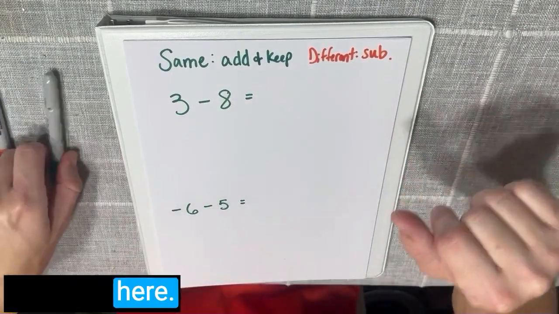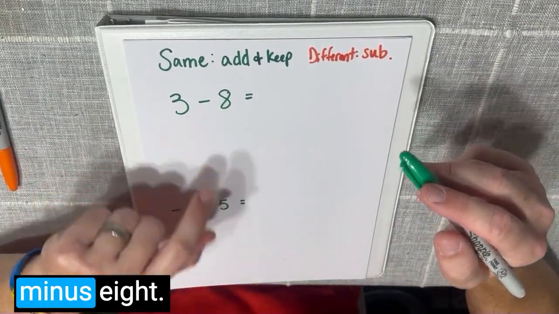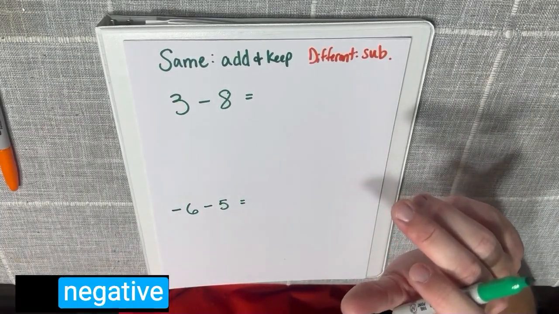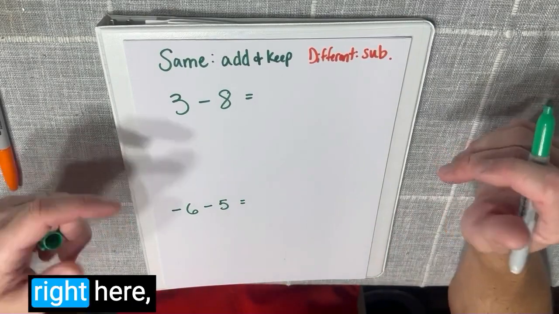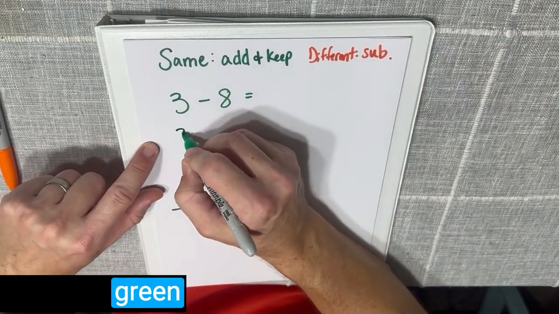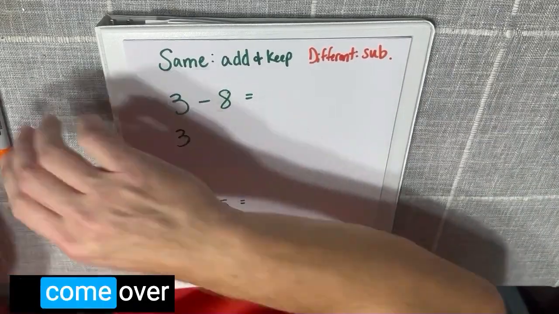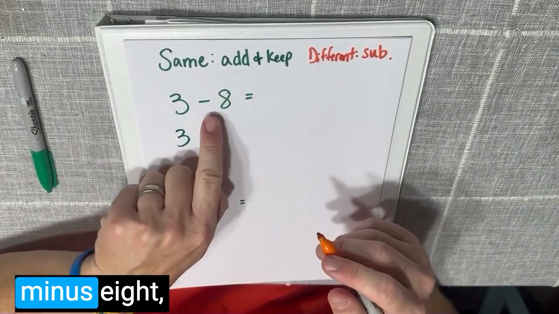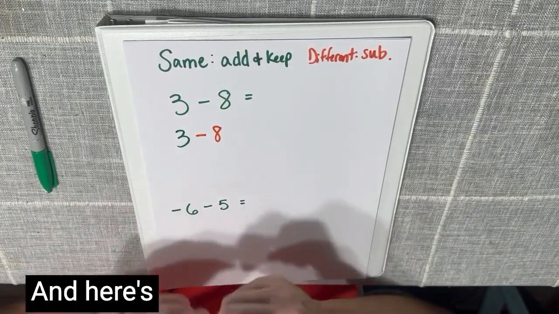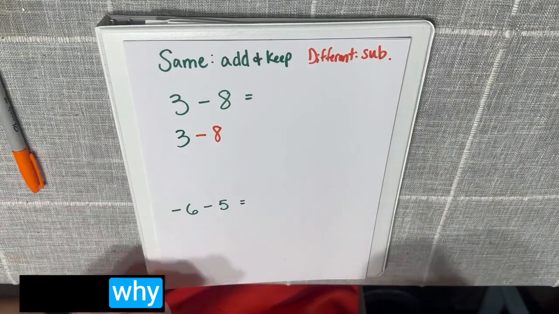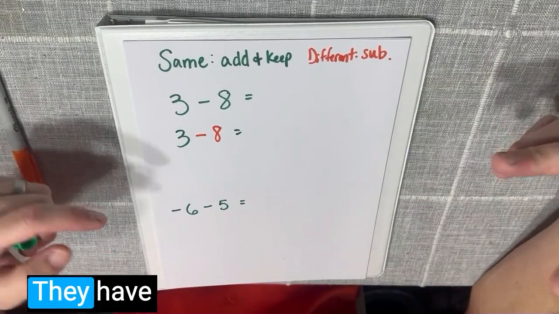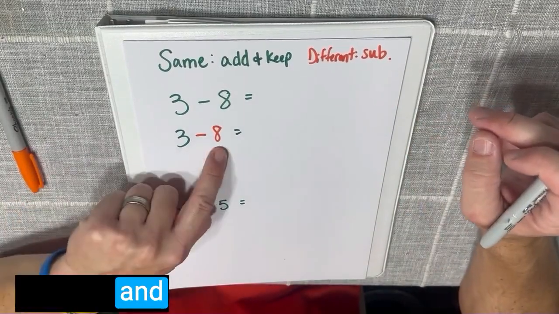So let me give you an example here. All right, so we have 3 minus 8, okay? So I'm going to write all my positive numbers in green, and I'm going to write my negative numbers in orange, okay? So right here, I'm going to rewrite this expression, 3 minus 8. I'm going to keep the 3 in green because it is a positive number. But now I'm going to come over here, and I'm going to write, because it's a minus 8, that means that 8 is a negative. I'm going to write that in orange, okay? And here's where I was talking about how or why writing it in the different colors can help us. When they're in different colors, it makes it very obvious they have different signs. One's positive and one's negative.